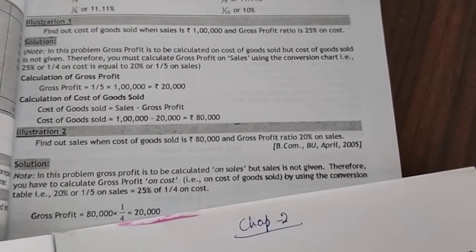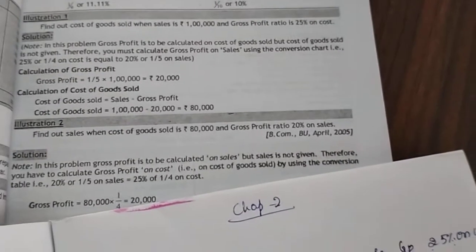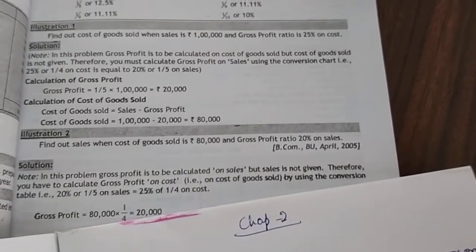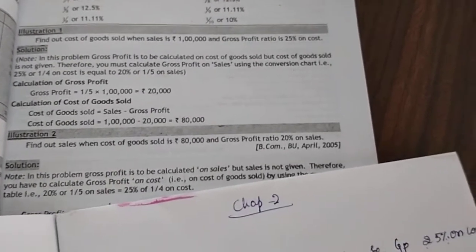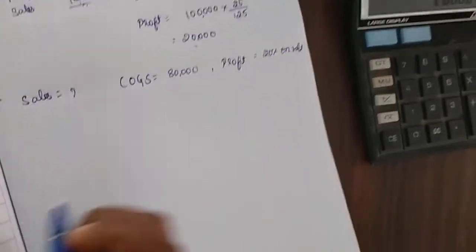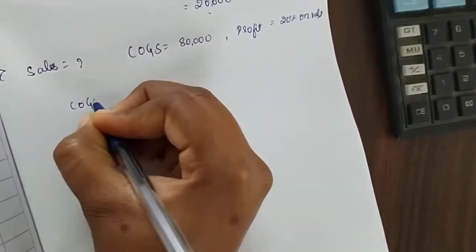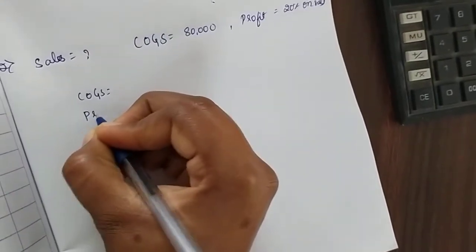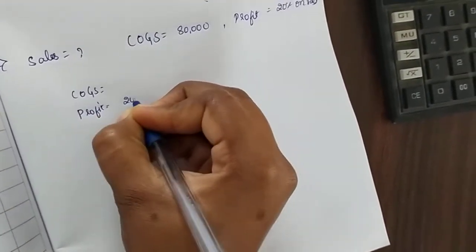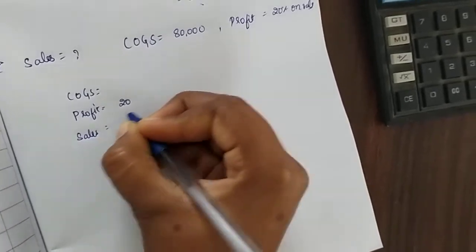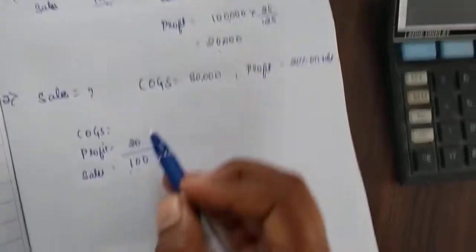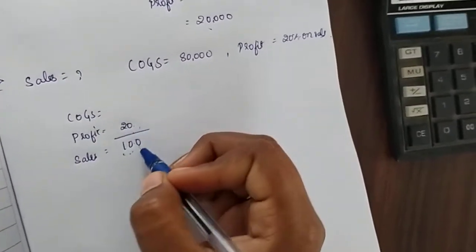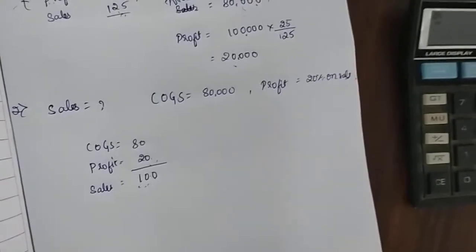Cost of goods sold is given as 80,000, and profit is given as 20% on sales. For example, we don't know the cost of goods sold. Profit is 20% on sales, so sales should be 100. If sales is 100, then profit is 20. If we subtract these two, we get the cost of goods sold, that is 80.